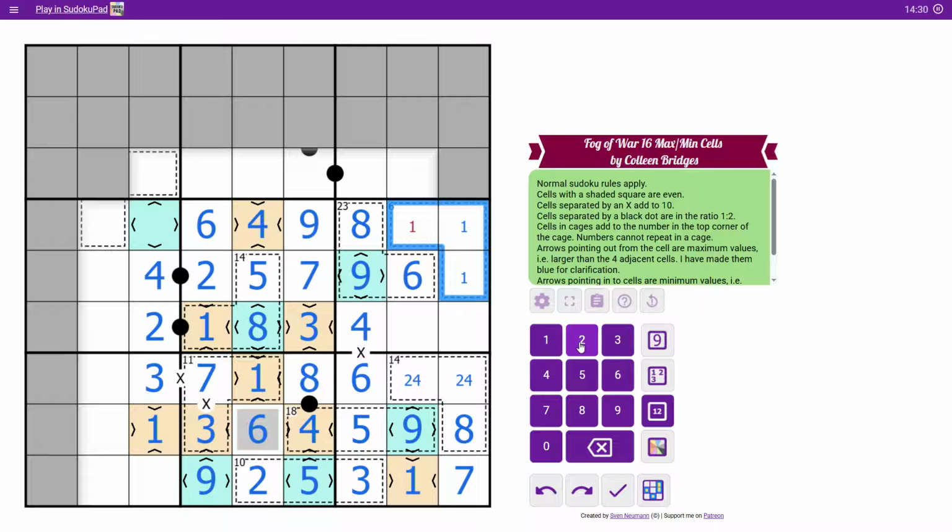Now a nice easy 1, 2, 3 for a 6. 1, 2. Leaves 5, 7. The 5 has to go there, and a 7 there.